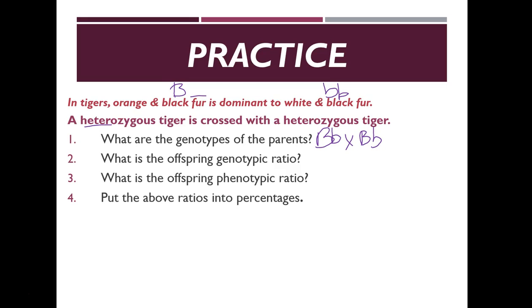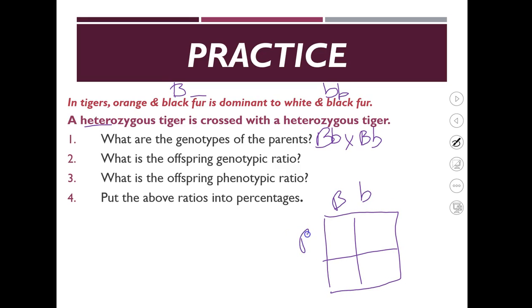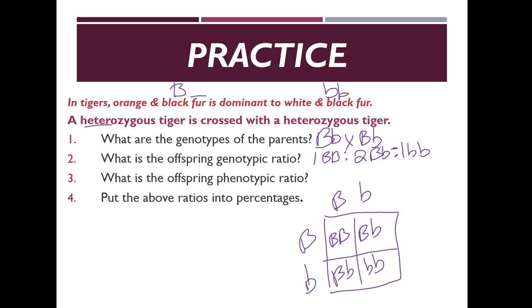And once again, to do our ratios, we're going to have to do a Punnett square. So big B, little b, big B, little b, oops, big B, big B, big B, little b, big B, little b, little b, little b. So genotypic ratio. This time, we're going to have a bit more to write. We're going to have 1 big B big B, colon, 2 big B little b, colon, 1 little b little b. And you always want to write these in order of most dominant to least dominant, and always label your numbers. No naked numbers. You should never have 1, 2, 1. You should have it labeled.